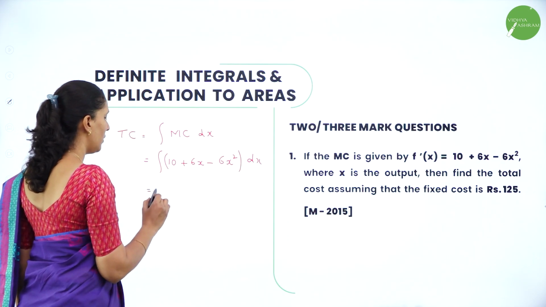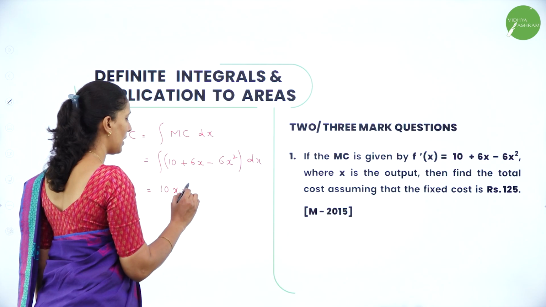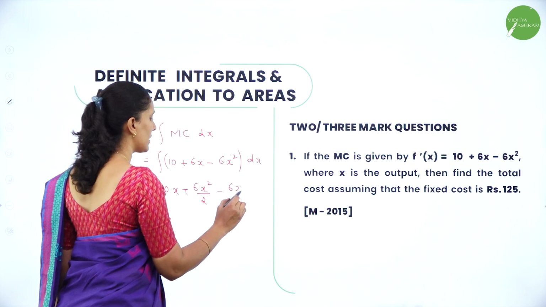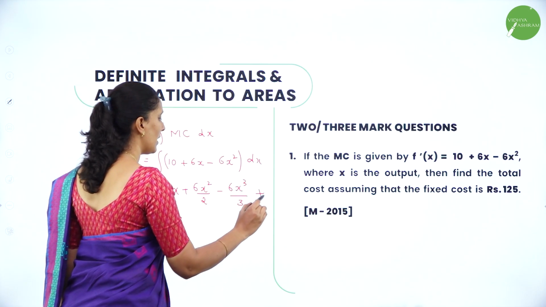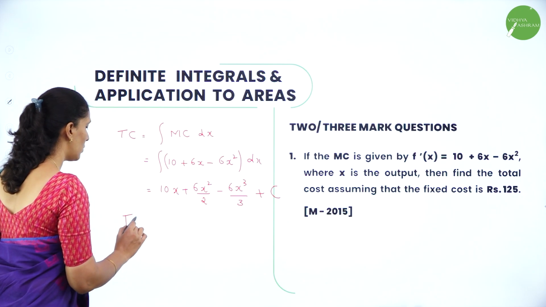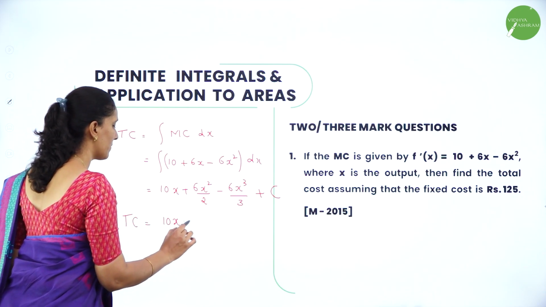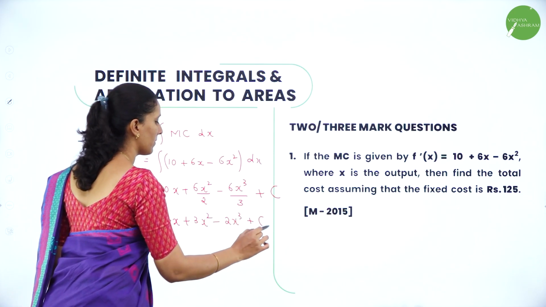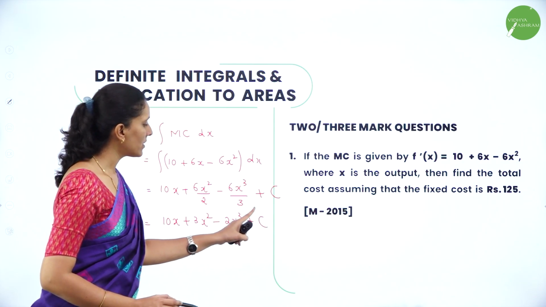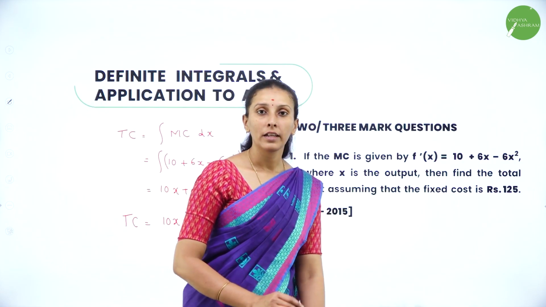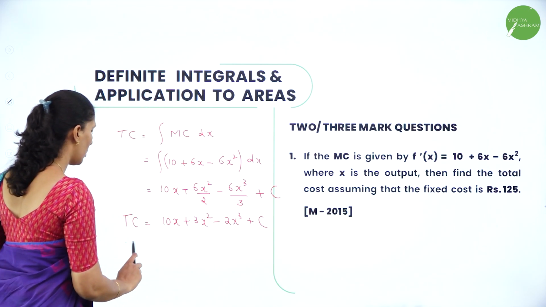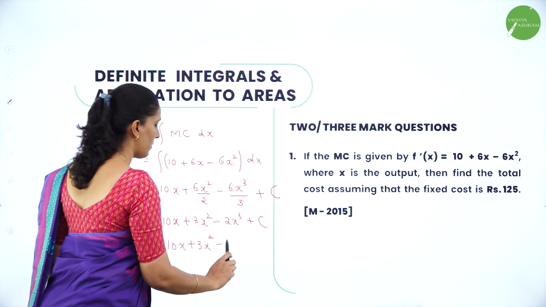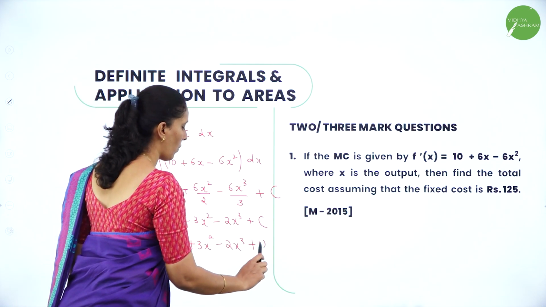So applying the integral, we'll get this as 10x plus 6x square divided by 2 minus 6x cube divided by 3 plus integral constant. So therefore the total cost is given by 10x plus 3x square minus 2x cube plus c. So here the integral constant can be taken as the fixed cost, that is rupees 125. So therefore the total cost is 10x plus 3x square minus 2x cube plus 125.